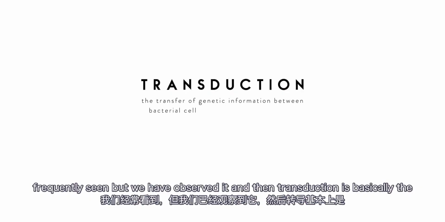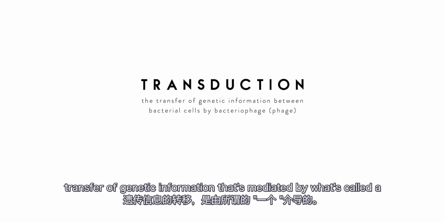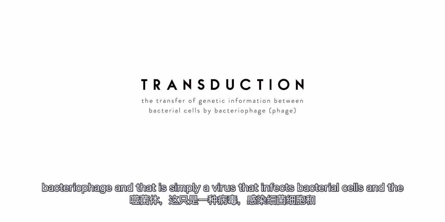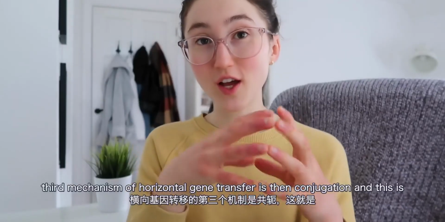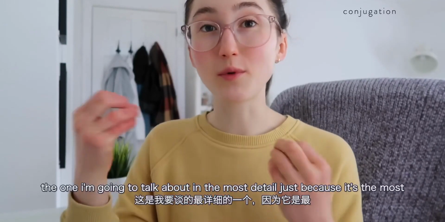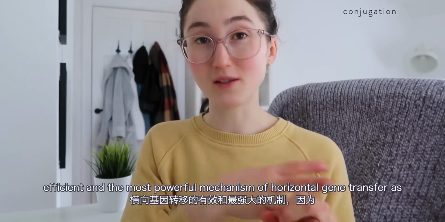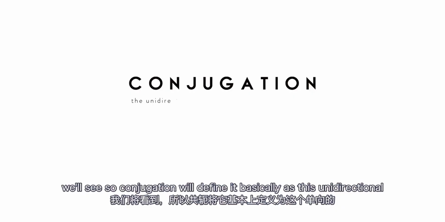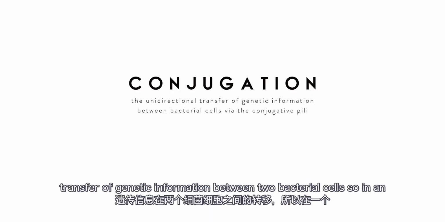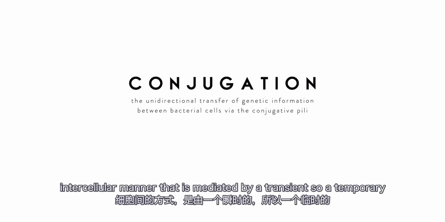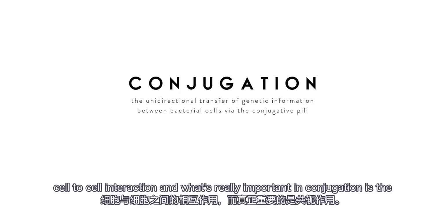And then transduction is basically the transfer of genetic information that's mediated by what's called a bacteriophage, and that is simply a virus that infects bacterial cells. And the third mechanism of horizontal gene transfer is conjugation, and this is the one I'm going to talk about in the most detail, just because it's the most efficient and the most powerful mechanism of horizontal gene transfer, as we'll see. So conjugation, we'll define it basically as the unidirectional transfer of genetic information between two bacterial cells, so in an intercellular manner, that is mediated by a transient, so a temporary, cell-to-cell interaction.